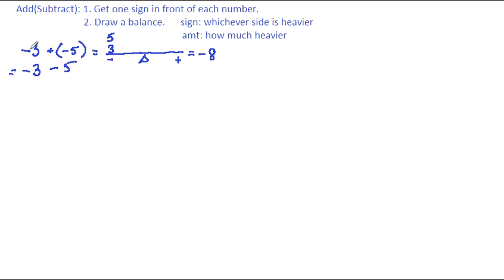If you take the original problem, you could enter it into your calculator as -3 plus, open parentheses, -5, close parentheses, equals, and you'll get -8. But you could also enter it into the calculator as -3 minus 5 equals, and you'll get -8. All right, from this point on, we're going to get one sign in front of each number when we work. Suppose we add -3 and 5.